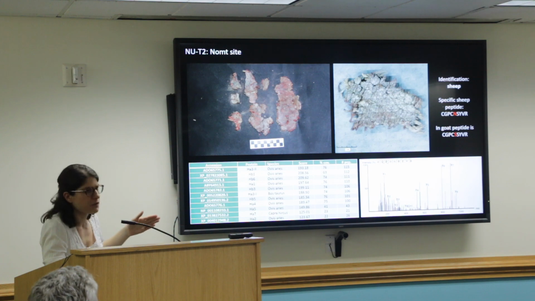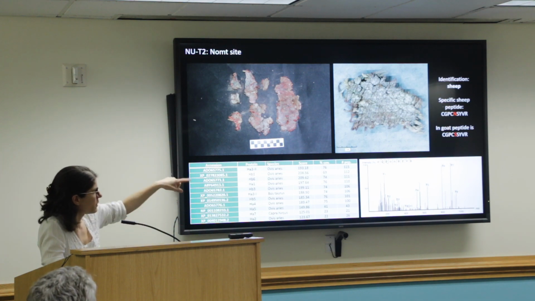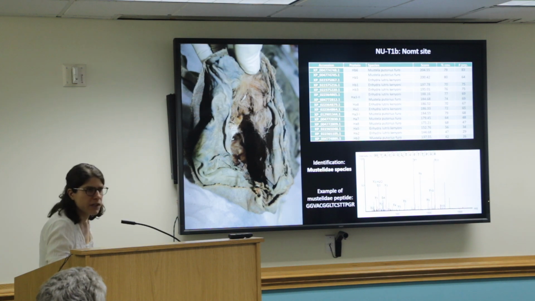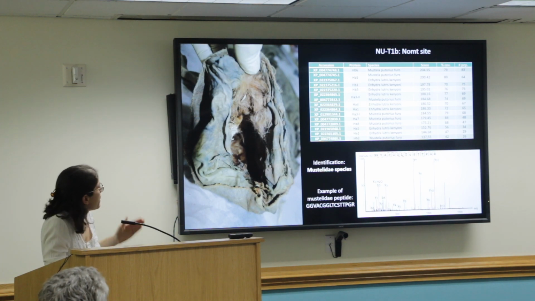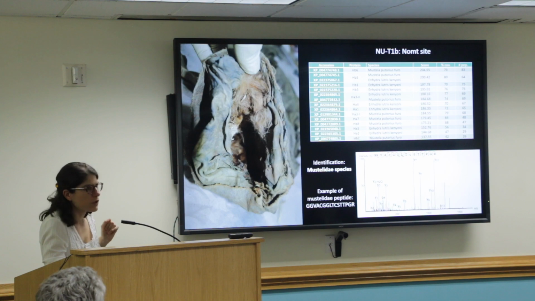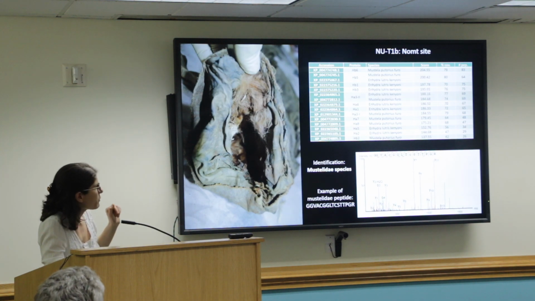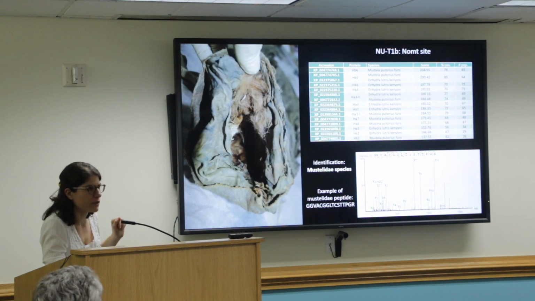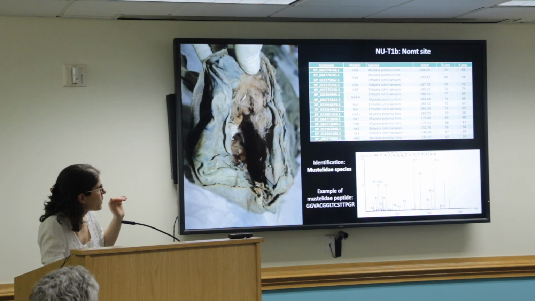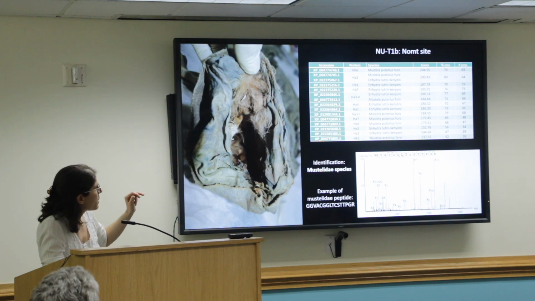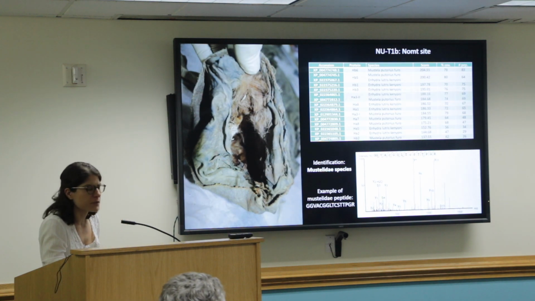We know it's sheep because if it was goat, it would be a different sequence. And so we can do that with all types of fur and hair. And here I have two samples of fur from Nomad again. And here we have a different type of identification. The sample is matched to two species, which are Mustelidae species.